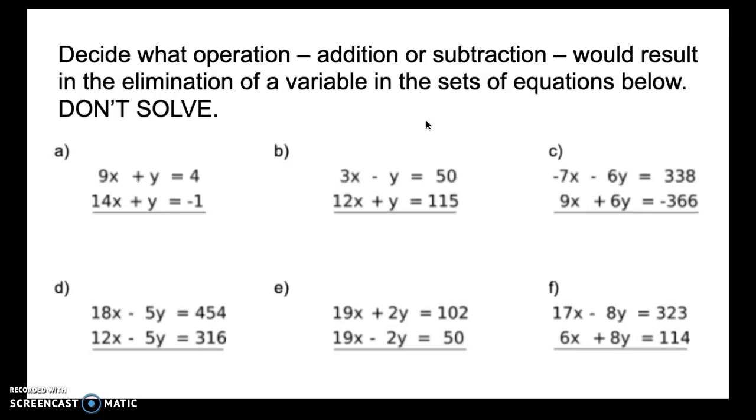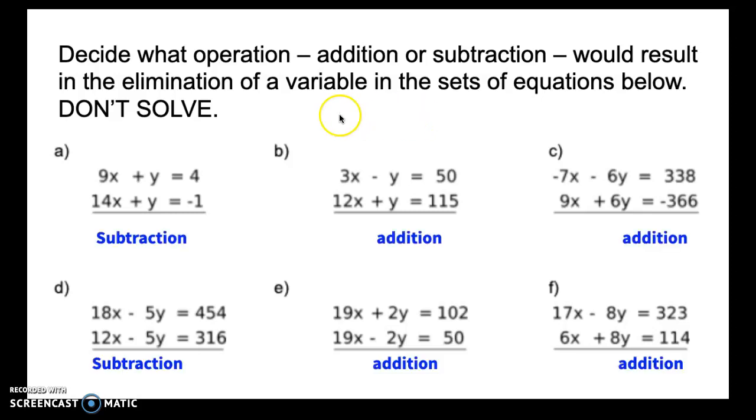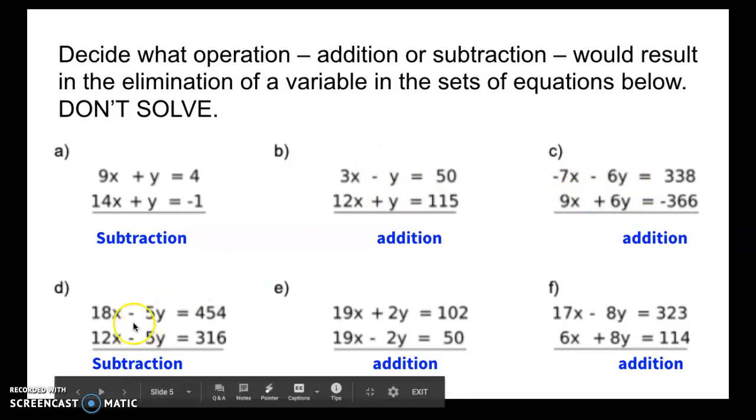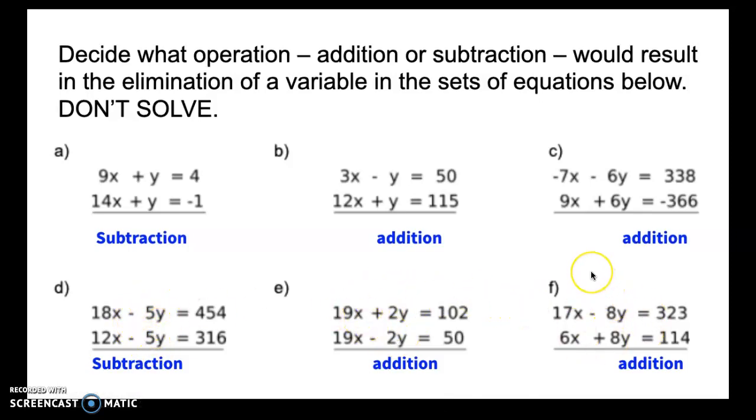Okay, welcome back. I will show you the solutions now. So if you take a look at these, if we subtract these two, the y's will go away. If we add these, the y's will go away. Here we can add, here we can subtract, here we can add, and here we can add again. So hopefully you were able to see that, the fact if you add or subtract these equations, you can get rid of the y terms.